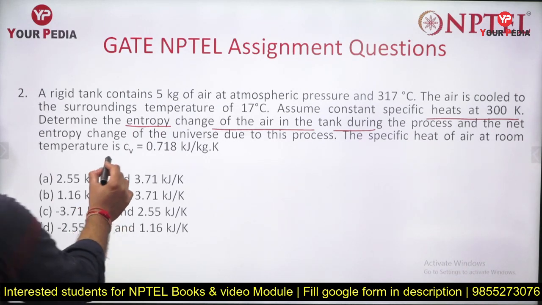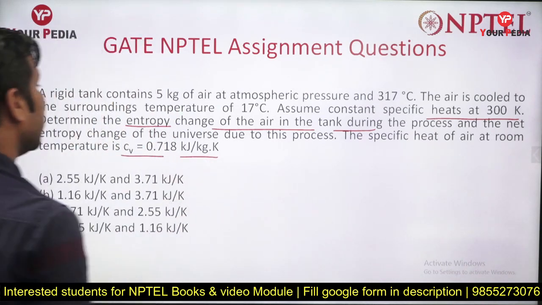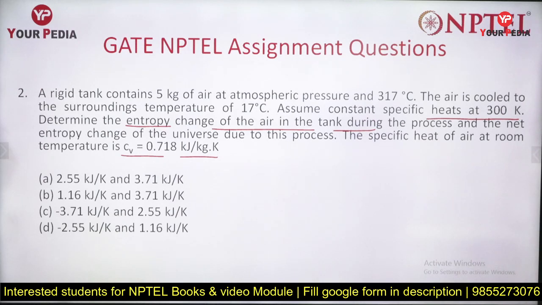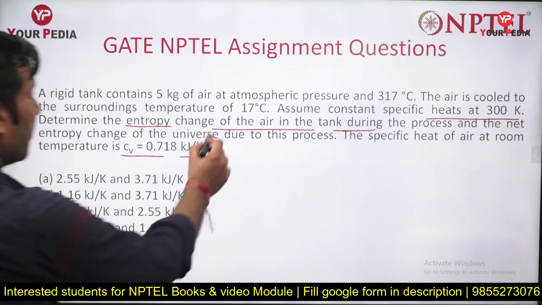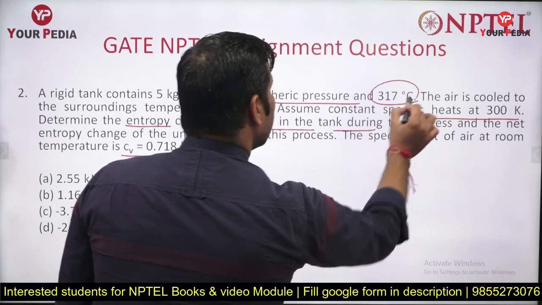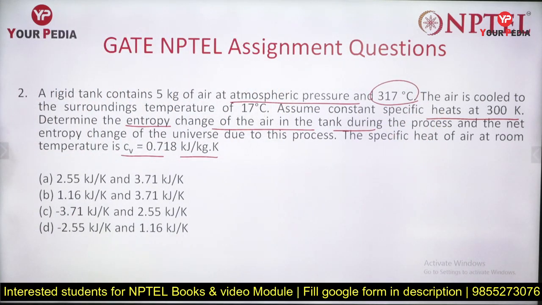Cp is equal to 0.17 kilojoule per kg Kelvin. So he is asking you two things, guys. The entropy change of the air due to that kind of cooling process of the air. The air is there in a rigid tank, a kind of compressor tank. So air is at a high pressure, high temperature in that tank. No, pressure is not high, pressure is atmospheric only, he has given, but the temperature is high. The temperature is 317, the atmospheric temperature is 17.